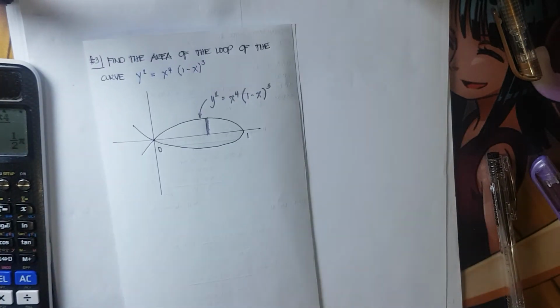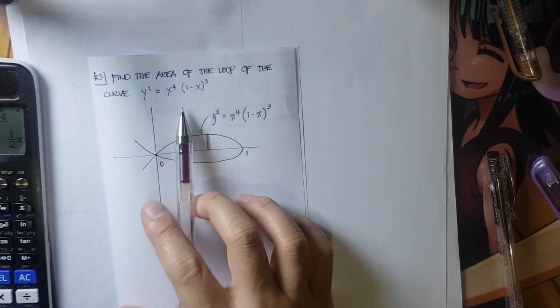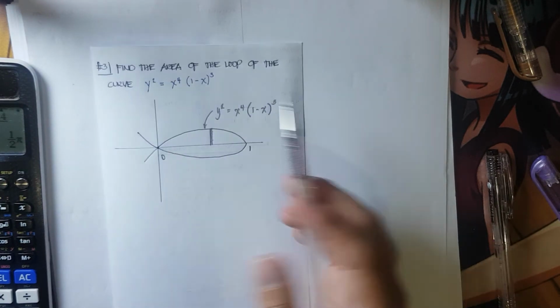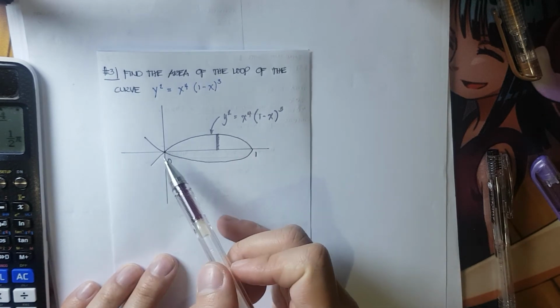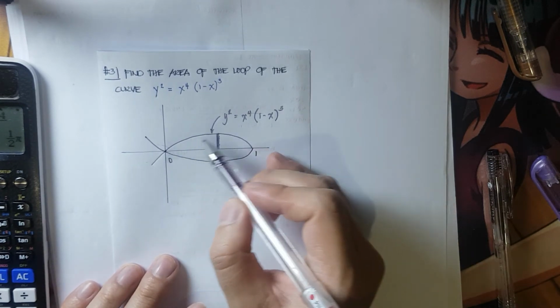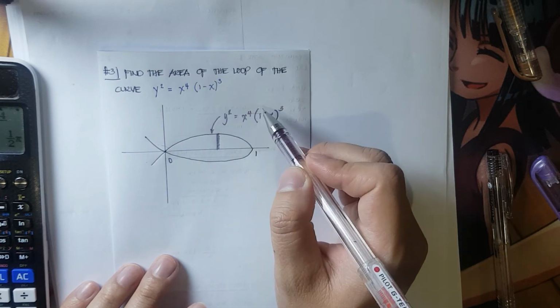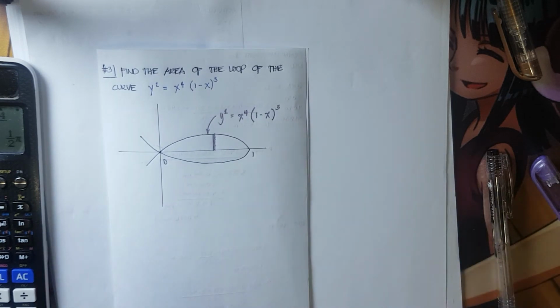Next, we have our third and the last example for this topic. Find the area of the loop of the curve y squared is equivalent to x raised to the 4th power times quantity 1 minus x cubed. So we are already given the curve, and the function of the curve is y squared is equivalent to x raised to the 4th times 1 minus x raised to the 3rd power.